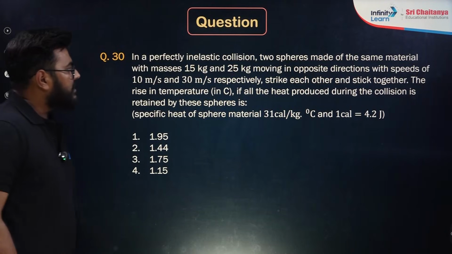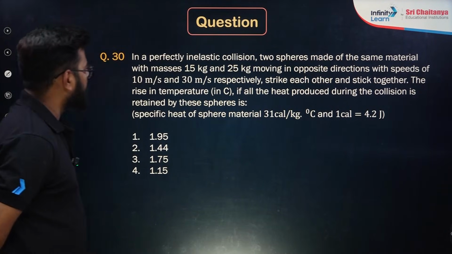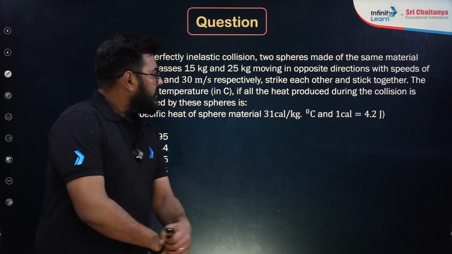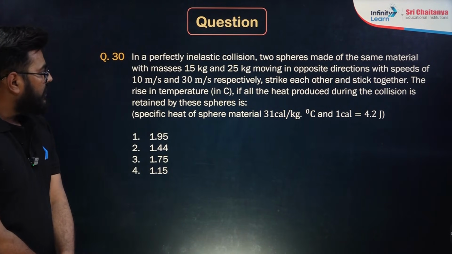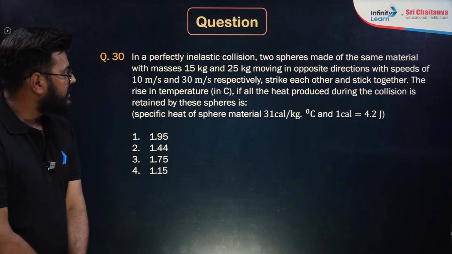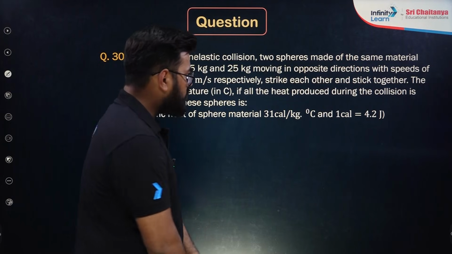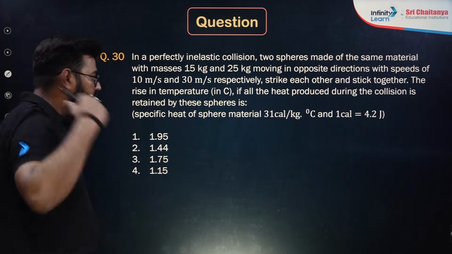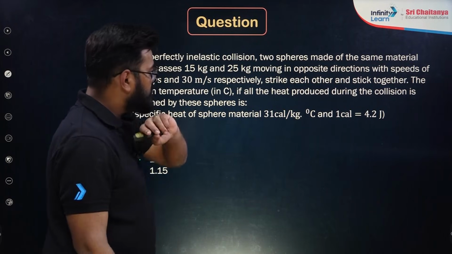Now, in a perfectly inelastic collision, there are two spheres made of the same material with masses 15 kg and 25 kg, moving in opposite directions with speeds of 10 meter per second and 30 meter per second respectively. They strike each other and stick together. Obviously, this is a perfectly inelastic collision, so they are going to stick. The rise in temperature, if all the heat produced during the collision is retained by these spheres, is?